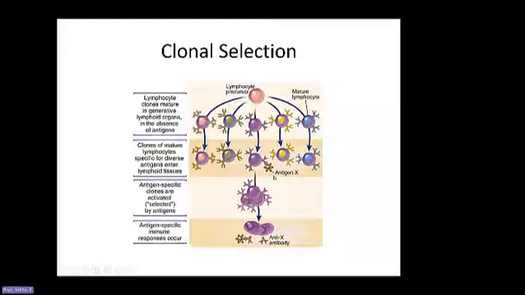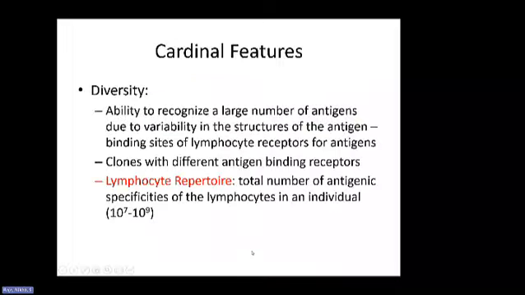So the immune response is very specific to that particular antigen. So the clone has to be selected so that it proliferates and produces the weapons that are specific to that particular antigen. So the next one is diversity. The ability to recognize a large number of antigens due to the variability in the structures of the antigen binding sites of the lymphocyte receptors for antigens is called diversity.